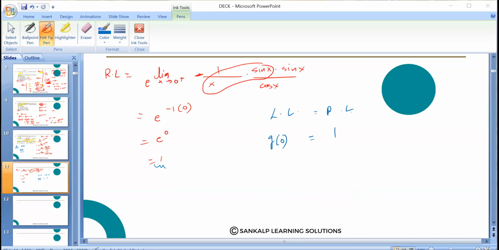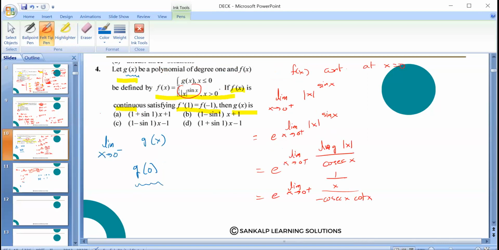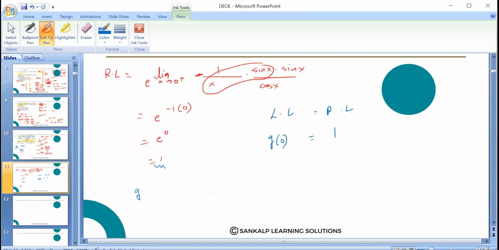Now because g is a, what did they say about g? Polynomial of degree 1. Let us take g of x as ax plus b. g of 0 will be 0 plus b, equal to 1. So now I can write g of x is ax plus 1.